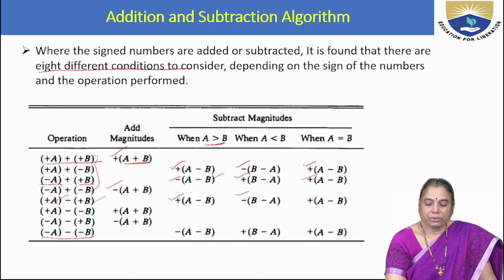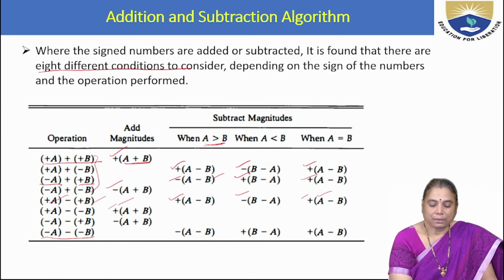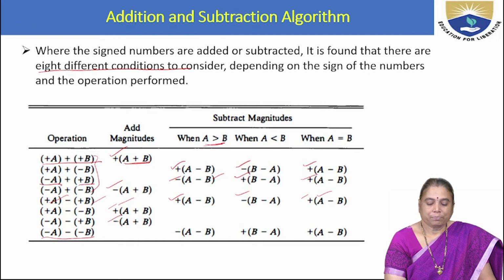And if A is equal to B, A minus B is performed and the result has the plus sign. Next, in the case of plus A minus B, then A plus B is to be performed and the result is plus. And in the case of minus A minus plus B, A plus B is performed and the result is minus.